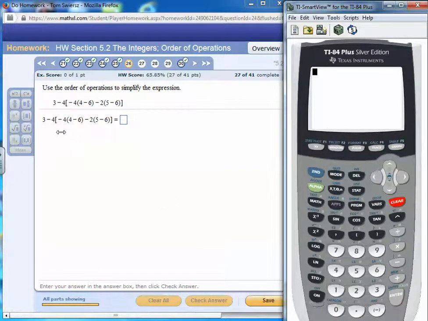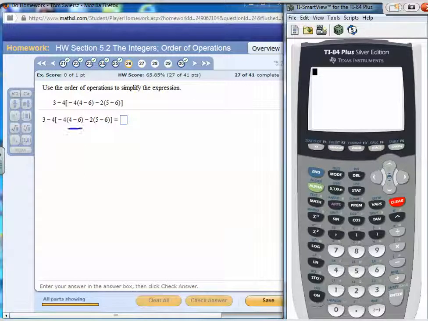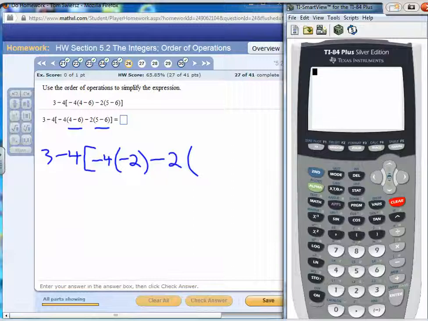Okay, with this one, the brackets are just another set of parentheses. You treat them as parentheses, but you work in the innermost parentheses first. So the innermost parentheses would be the 4 minus 6 and the 5 minus 6. We've got 3 minus 4 times negative 4, and 4 minus 6 is negative 2, minus 2, and the innermost 5 minus 6 is negative 1, and then we have the bracket here.